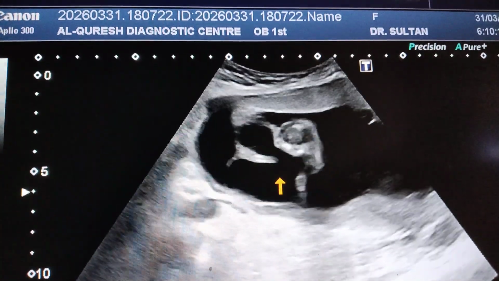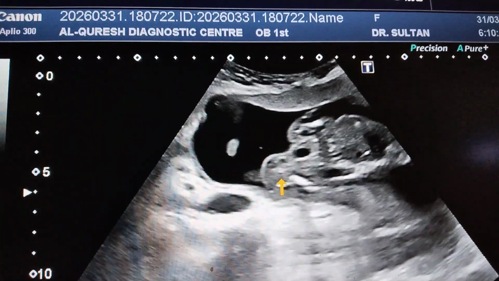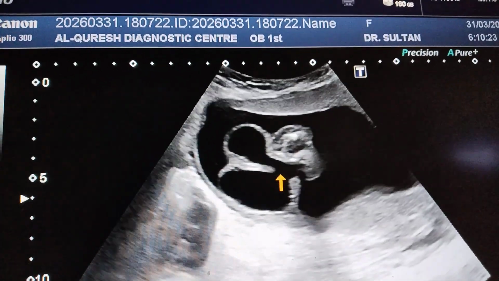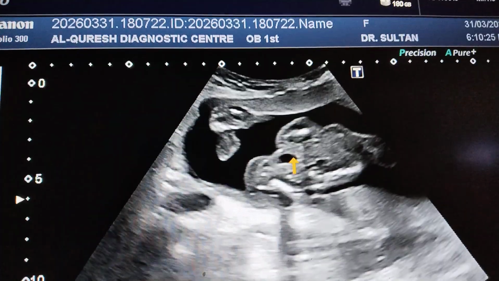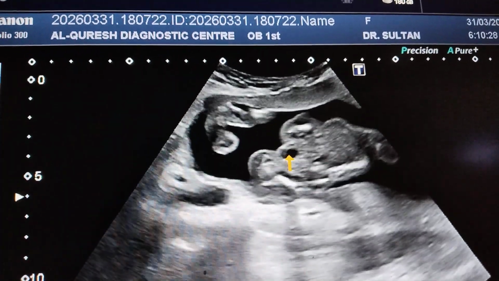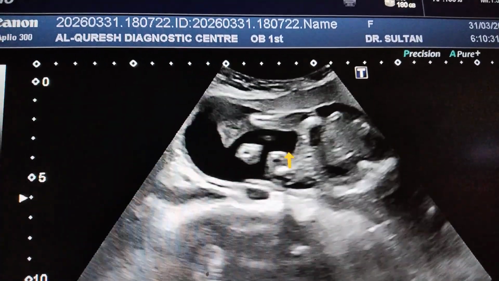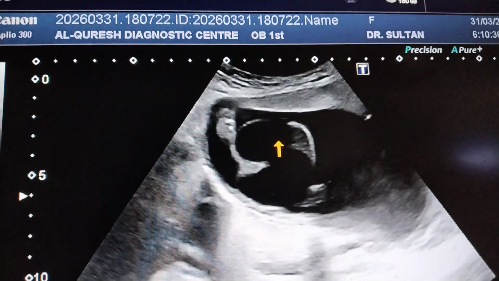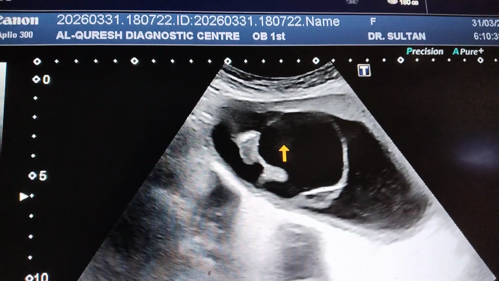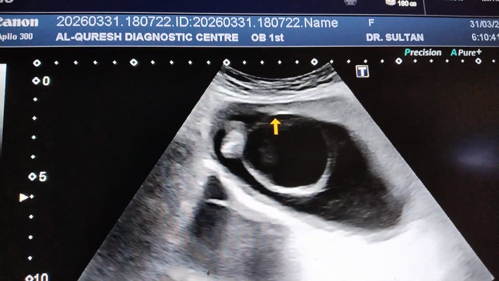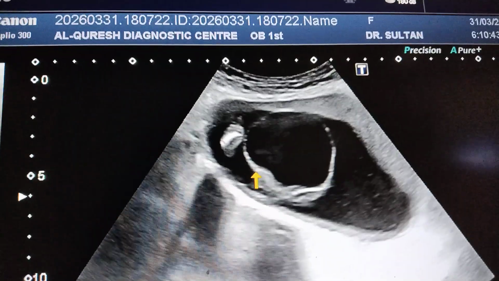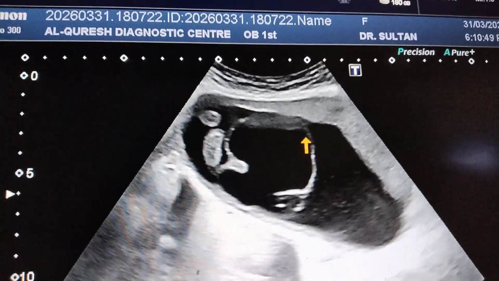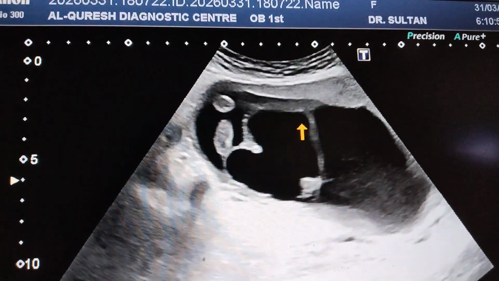So when I move toward the pelvic region, this is the urinary bladder. Here we can appreciate, and this is the lesion. This is a pure cystic lesion, which is well defined. And look at the wall. Relatively, it has a thick wall.